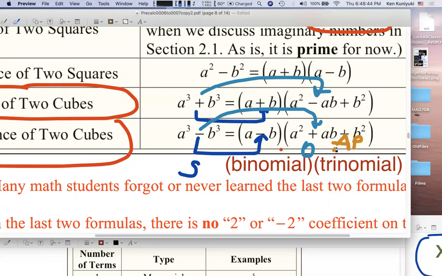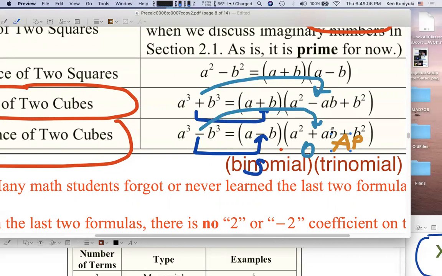So the signs on the right side go SOAP. Same sign, opposite sign, always plus. SOAP. My colleague Larry Foster likes to use SOAP. Well, I hope he likes to use soap. He's a clean guy, right? Okay. You just have to remember this.